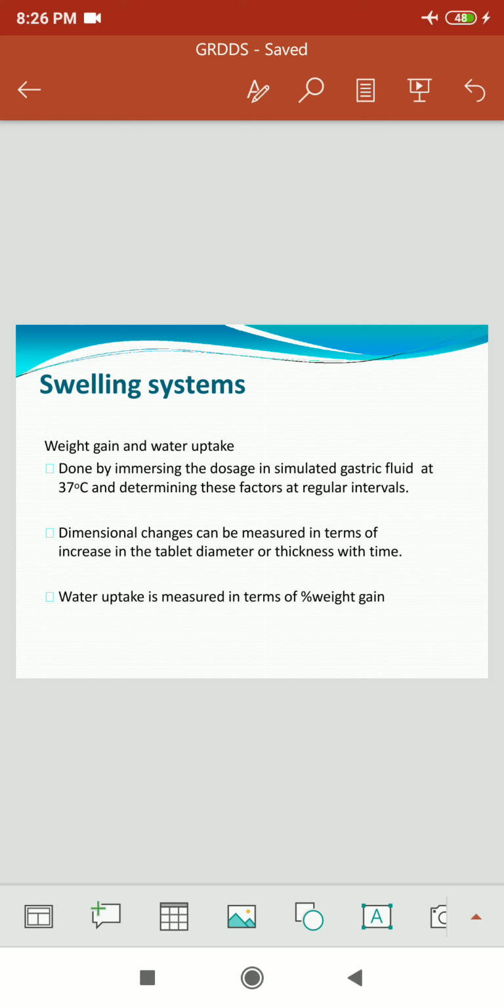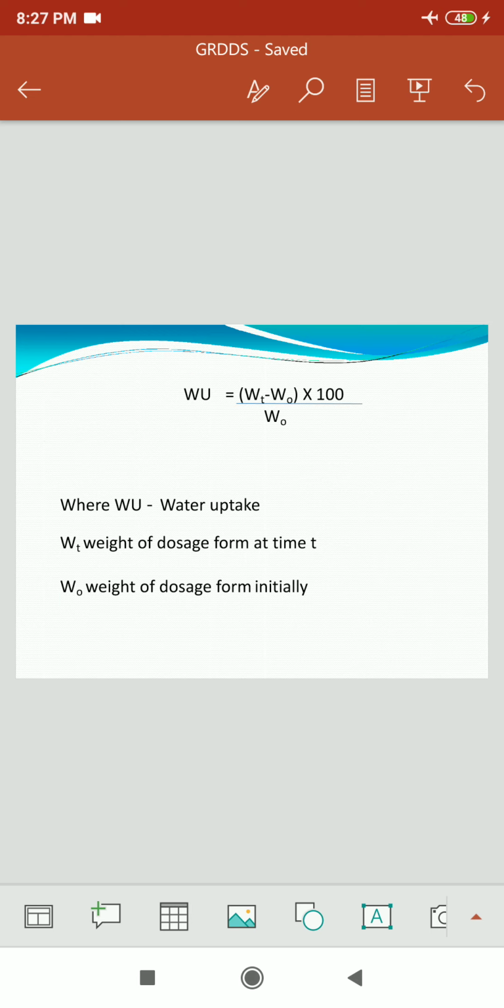Now the swelling system. It is done by simulating the gastric fluid at 37, and then a water uptake study is done by this equation: WU equals WT minus W0. W0 is the initial weight, measured before we put the dosage form into the 0.1 normal HCl Petri dish. WT is the weight after time t, after 1 hour, and how much water has been taken up into that dosage form is measured.